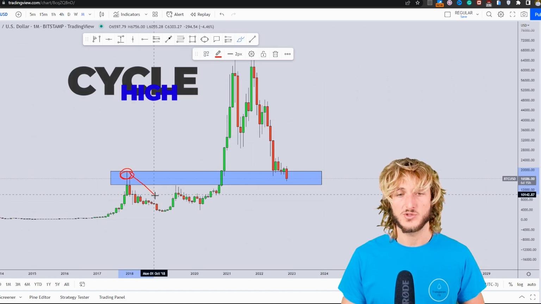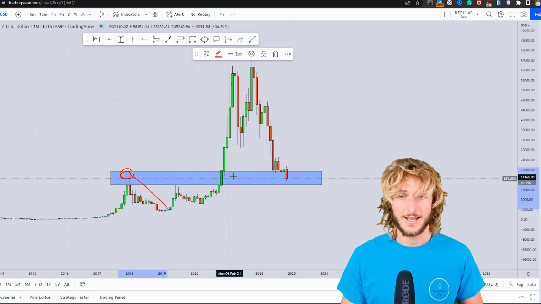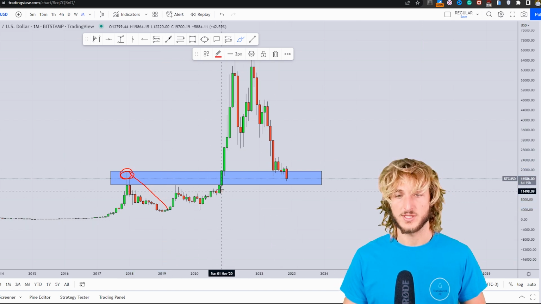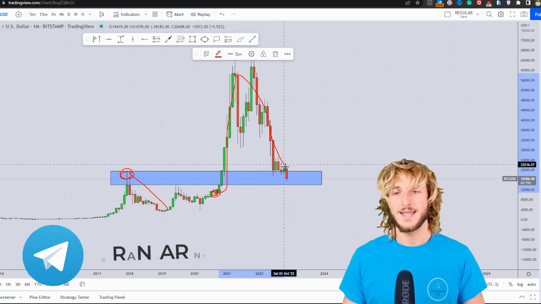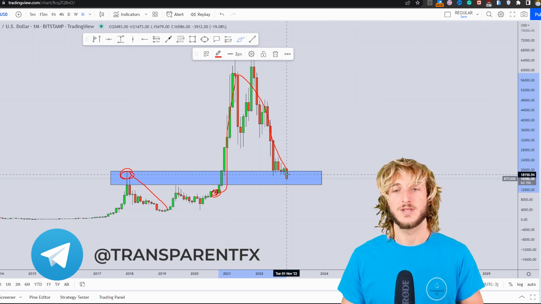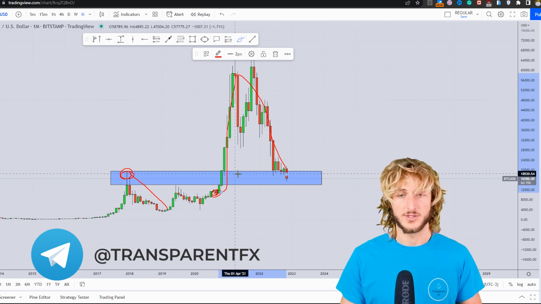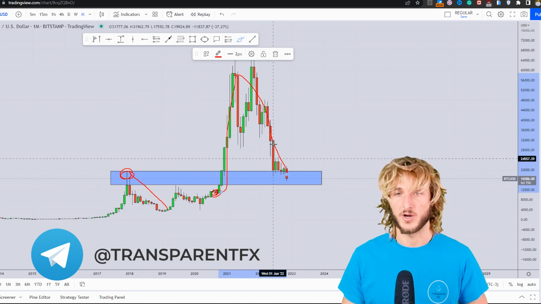From here, the previous bear market started. Then the market broke above it. We had the bull cycle around here. We had the halving event. The market rejected higher. At the moment, we went all the way down and we're currently testing exactly the previous high from which the previous bear market started.